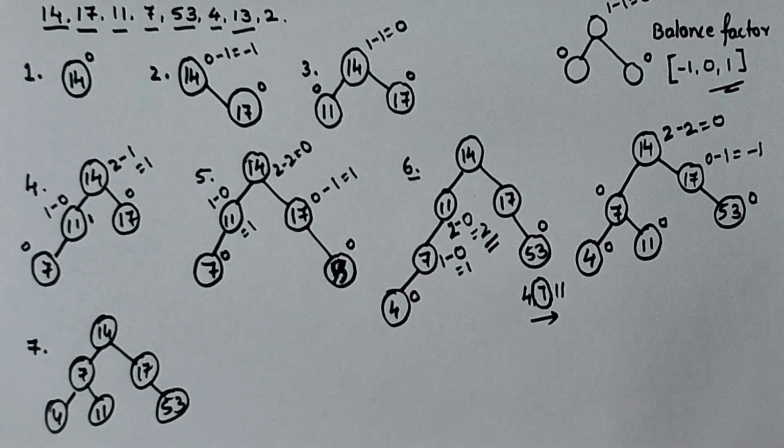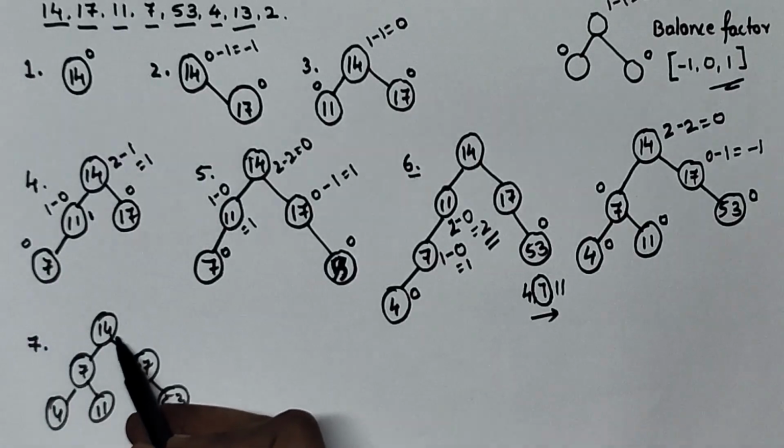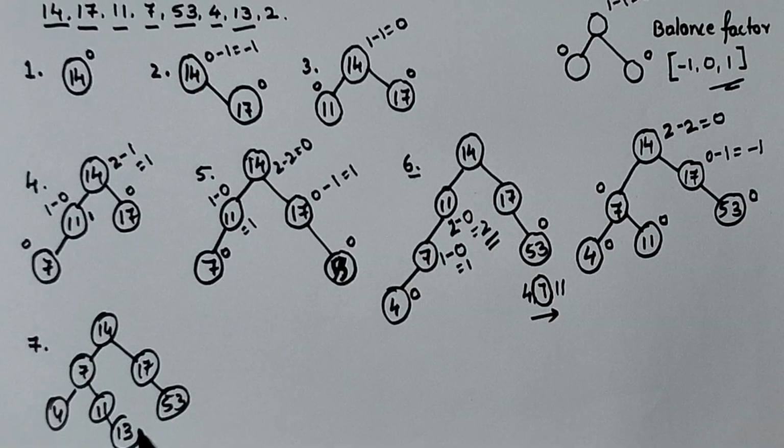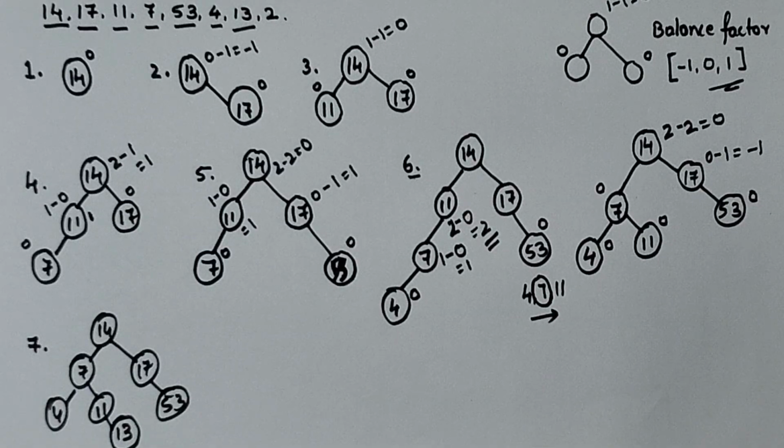Now if you want to insert 13, compare from the root node. So 13 is less than 14, so left side, but it is greater than 7, so right side, and it is greater than 11, so right side. So 13 will be written here. So now let's check the balance factor. 4 is not having any child, so 0 balance factor. 13 is also not having any child, so balance factor 0. 53 not having any child, so balance factor 0.